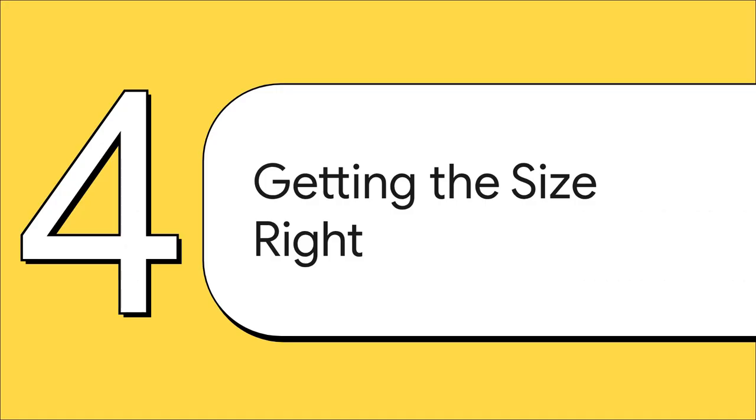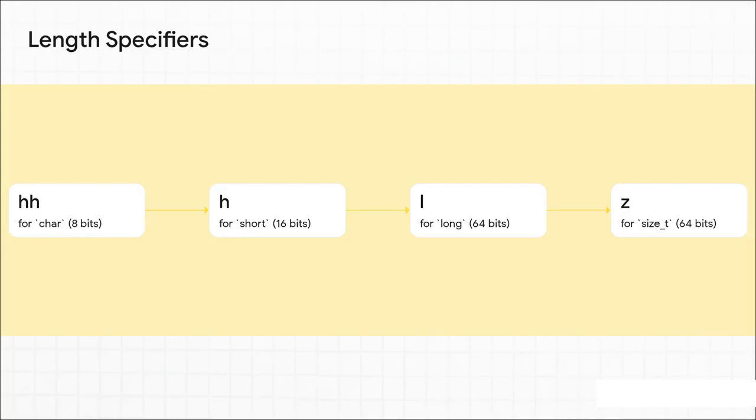All right, now here's the thing about C. It's a language that is very particular about the size of your data. How many bits an integer takes up, whether it's 8 bits, 16, 32, or 64. And of course, Printf has a way to deal with that level of detail. These are called length sub-specifiers.